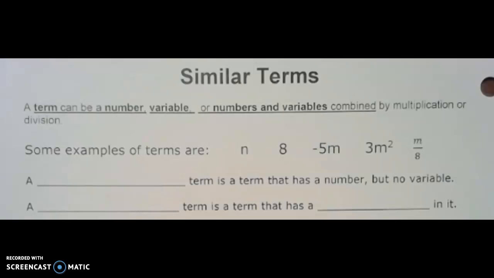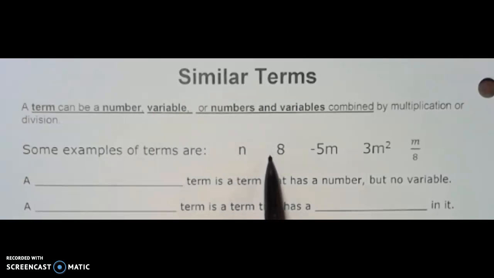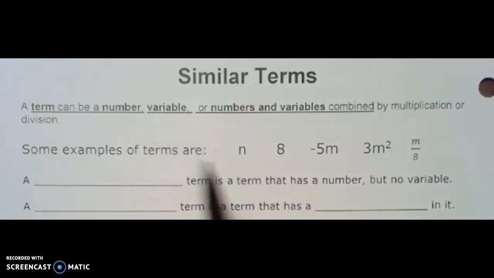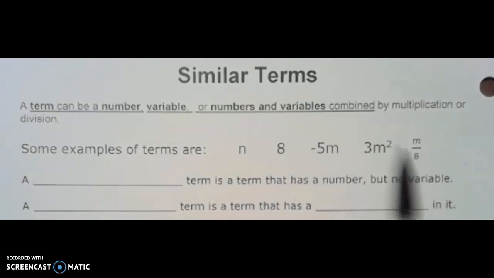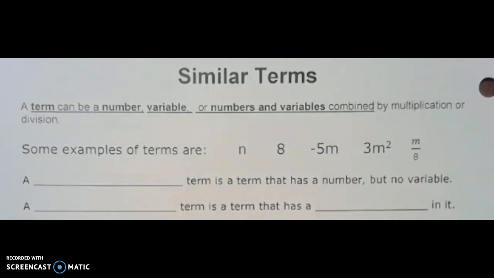In the lesson today, you're going to learn about similar terms. And before we talk about similar terms, we should first understand what a term is. A term can be a number, a variable, or numbers and variables combined by multiplication or division. Some examples of terms are n, which is a variable, 8, which is just a number, or in these last three examples, it's numbers and variables combined by multiplication and division.